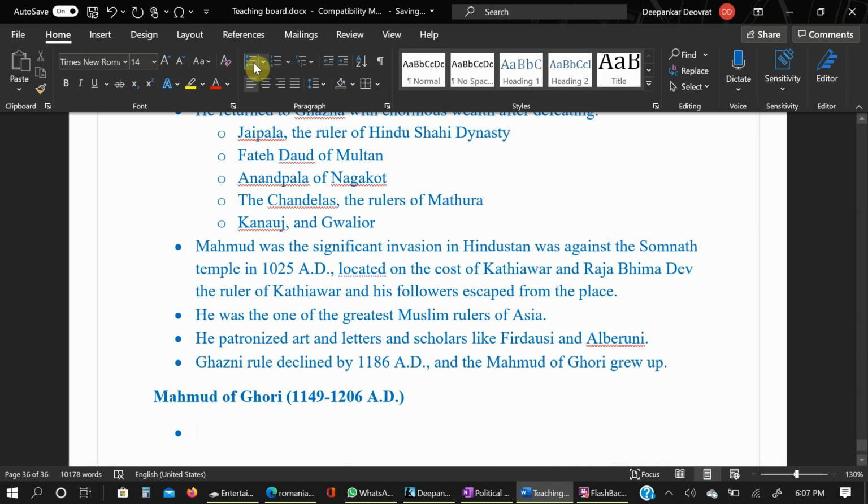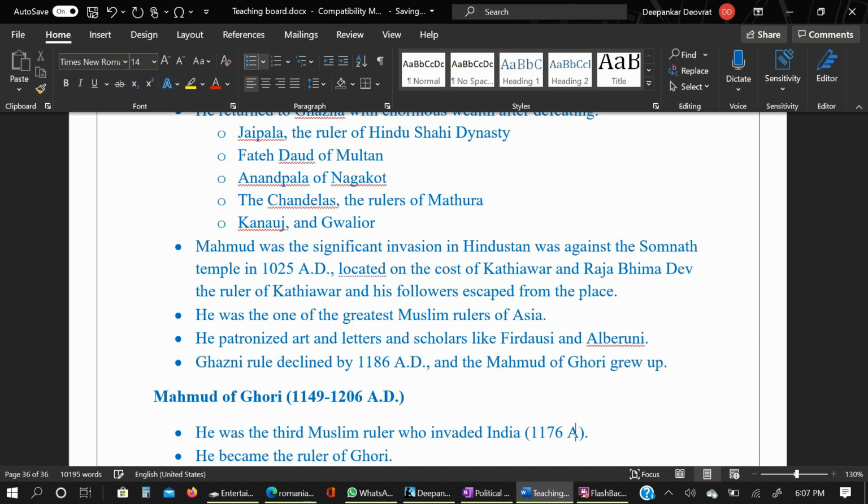He was the third Muslim ruler who invaded India, and he became the ruler of Ghori. And he first invaded India in 1176 AD. Okay.